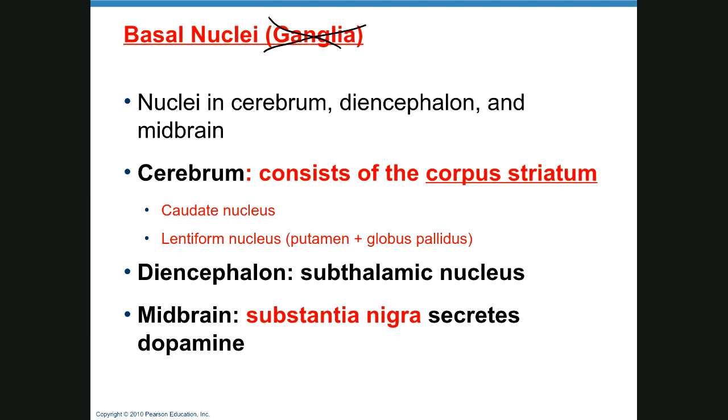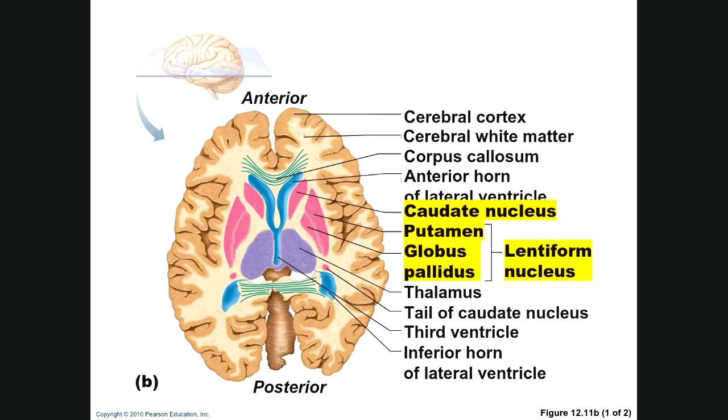So the basal nuclei is a group of nuclei, clusters of bodies of neurons, that have a function in skeletal muscle movement, especially in complex planned kinds of movements. You should know the names of the areas that the basal nuclei encompasses. In the cerebrum, the basal nuclei includes the caudate nucleus and the lentiform nucleus, which in turn is made by the putamen and the globus pallidus. You can see here the putamen, the globus pallidus, and here is the caudate nucleus. This is all in the cerebrum, and it's all part of the basal nuclei.